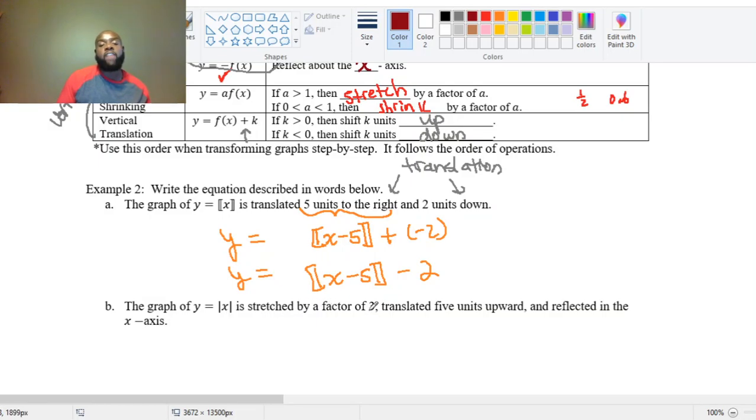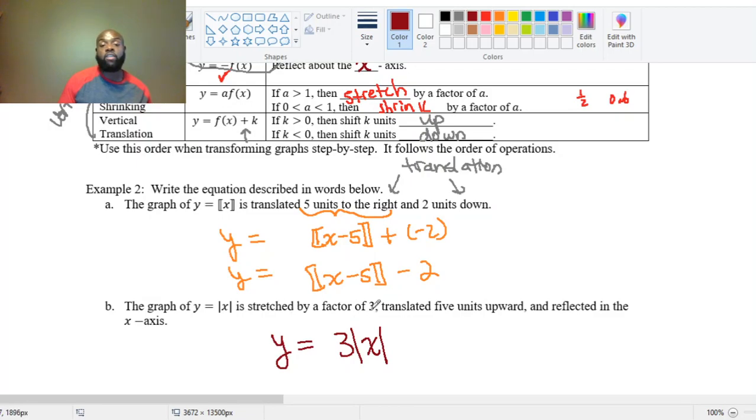It's stretched by a factor of 3. My stretch is a multiplication. So I know I'm going to have a 3 multiplied on the outside of my function, right? That's vertical, it's on the outside. 5 units upward, that's on the outside, and reflection about the x-axis, all right? So I'm going to do it in the order that they tell me.